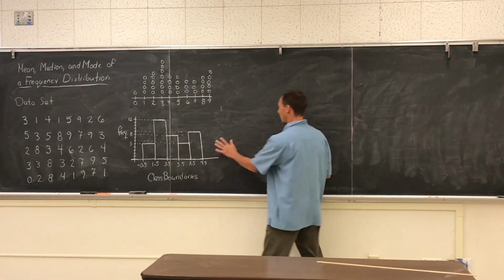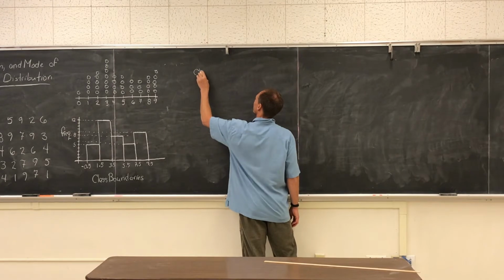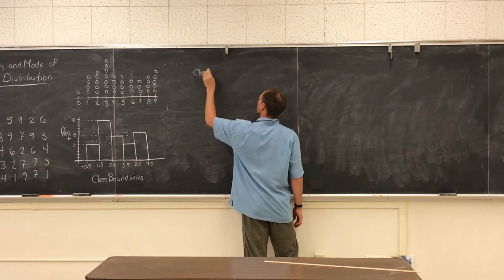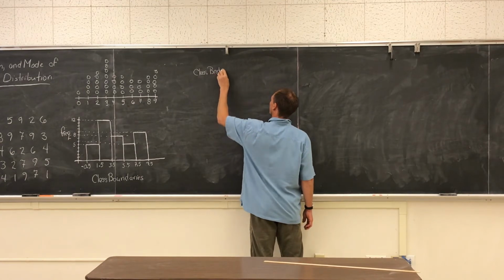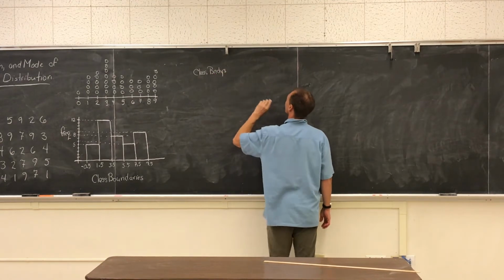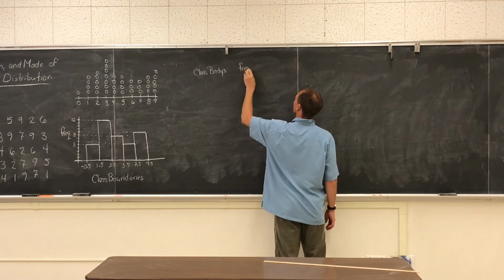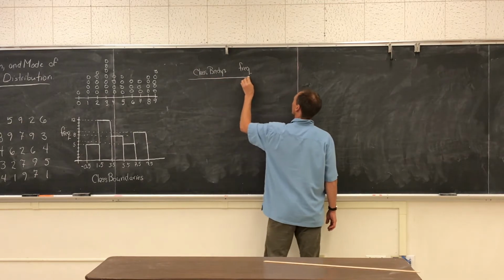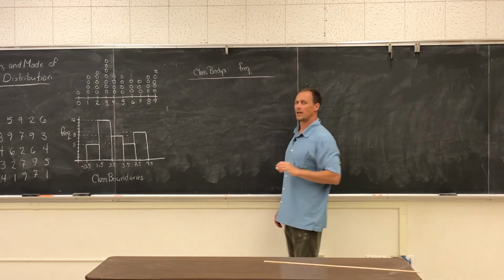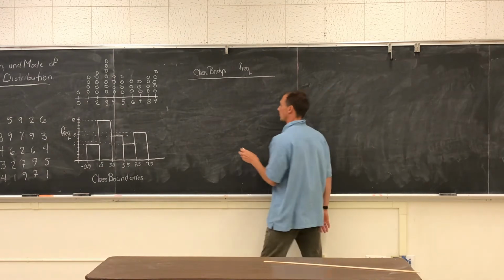So here's my histogram. And let's do this. Let's have our class boundaries, and I'm going to abbreviate it as "bdys" for boundaries. I'm going to have frequency. Okay, so let's make that. Those are the two main categories, the primary information.